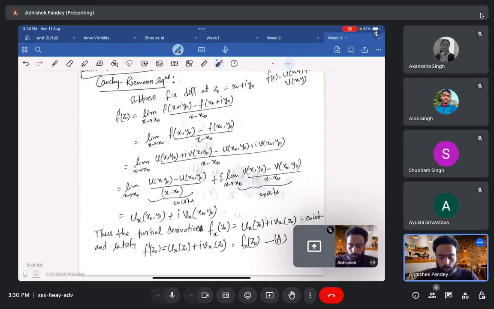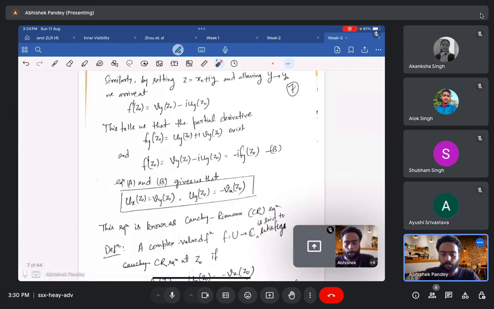Okay. So basically, the partial derivative of f with respect to x is nothing but this one only. This exists, and f dash z naught satisfies this one. Similarly, if you set z equals x naught plus iy and allow y tends to 0, we arrive at f dash z naught is nothing but v_y plus minus i u_y. This tells us that the partial derivative f_y also exists. So basically, f dash z naught is nothing but minus i f_y at z naught.